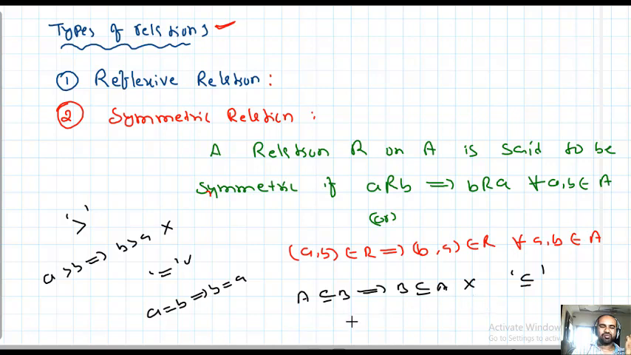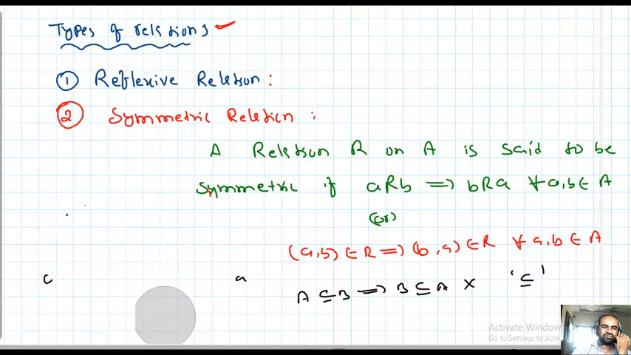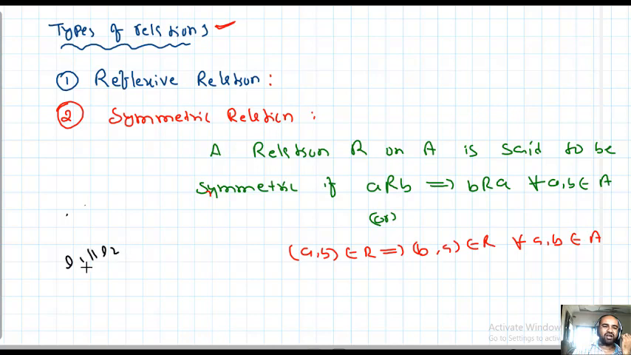Okay. Next, checking for parallelism. Parallel: L1 parallel to L2. Not A to A, which would mean reflexive, but A to B. L1 is parallel to L2 implies L2 is parallel to L1. True, no? L1 is parallel to L2 means L2 is also parallel to L1. So parallelism is a symmetric relation.